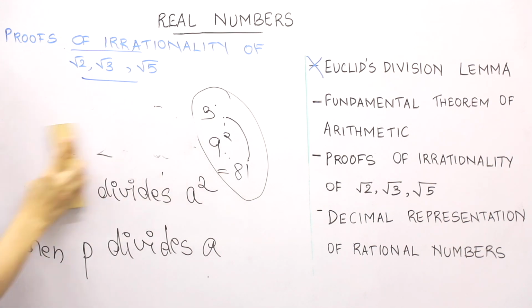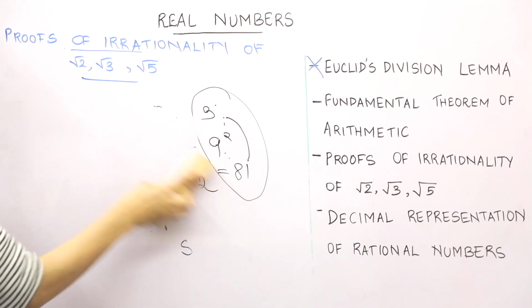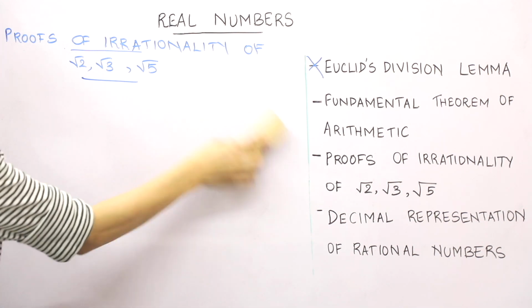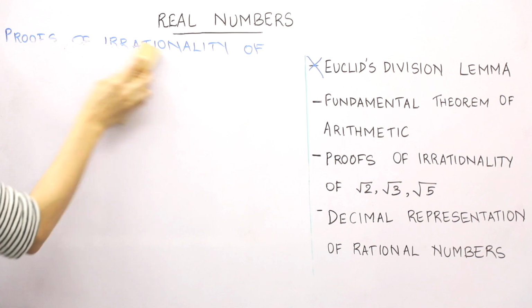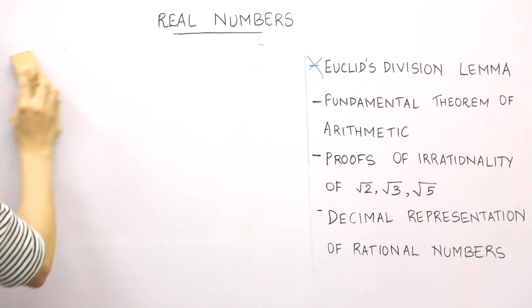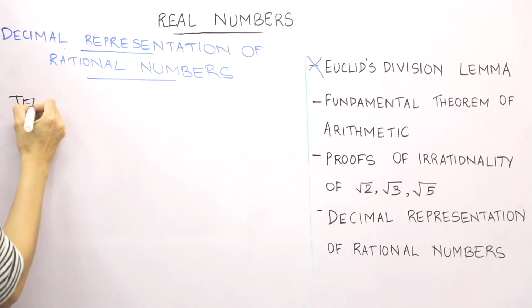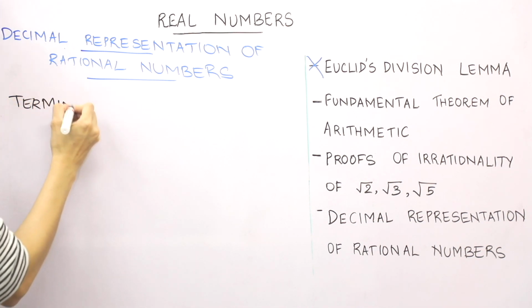So now let's move on to the next section, which is decimal representation of rational numbers. In the previous section, while we were discussing irrational numbers, I had mentioned that the decimal representation of irrational numbers is always non-terminating non-recurring. So what are terminating and non-terminating decimals?